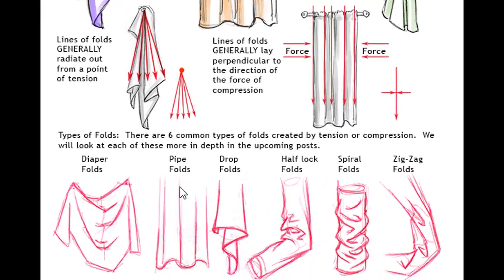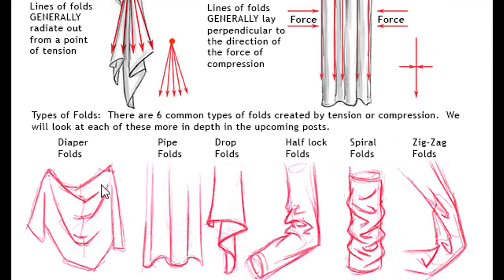So there are six types of common folds, and you can see their names here. One is diaper folds, and then pipe folds, drop folds, half lock folds, and spiral and zigzag folds. These are six common kinds of folds which we see most of the time on clothes.